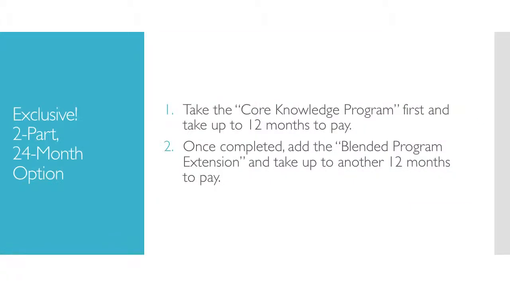There is another option, another way available, a 2-part option. You could take the core knowledge program first, taking up to 12 months to pay. Once you have completed the core knowledge program, you can sign up for the blended program extension. That gives you the additional 45 hours online and 45 hours live, and you can take another 12 months to pay for that. So you could take 24 months to do the whole 150 hours and make payments over those 24 months. And that's fine with me and fine with AASECT.